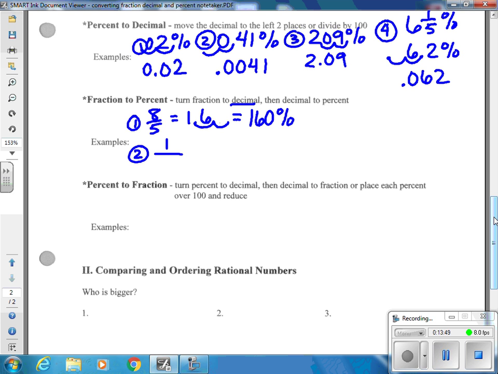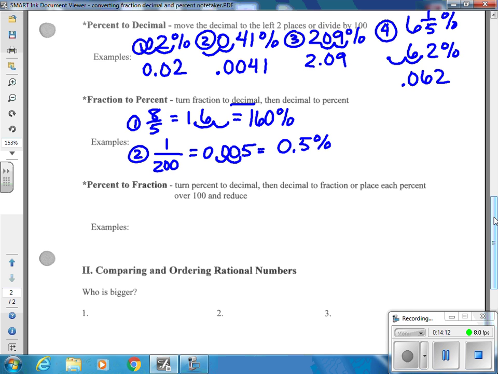So number 2, we're going to try the same approach. If I have 1/200 and I want to make a percent out of it, we have to go through the decimal. So 1 divided by 200 makes 0.005, very tiny. And then from there, we want to make it into a percent. So we're going to go 2 places to the right, so that makes 0.5%. I'm okay with you giving that to me that way.